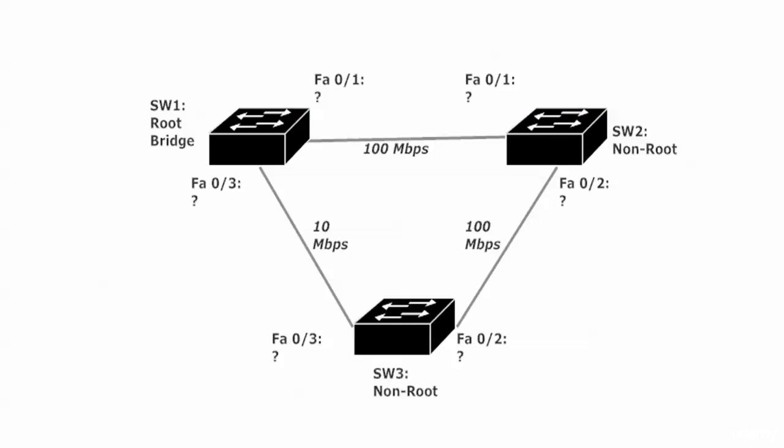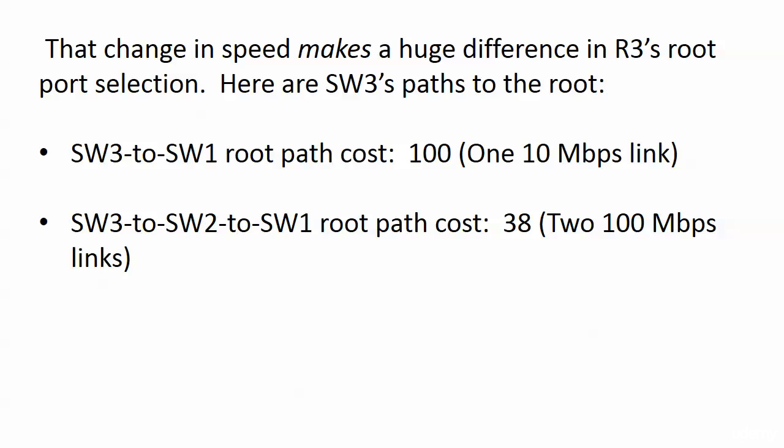Because right now, from switch 3's point of view, here are the paths to the root. Well, the direct switch 3 to switch 1 root path cost is now 100, because that's one 10 meg link. And the switch 3 to switch 2 to switch 1 root path cost is 38, because we have two 100 meg links, and 19 plus 19 adds up to 38.